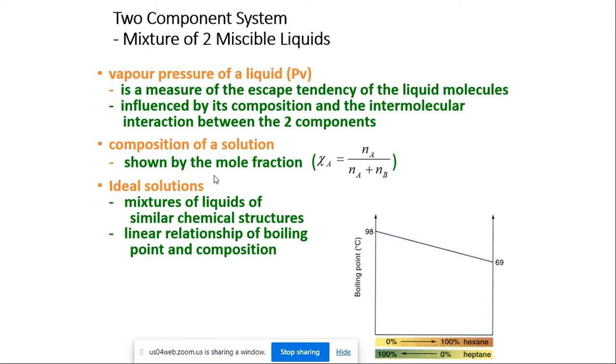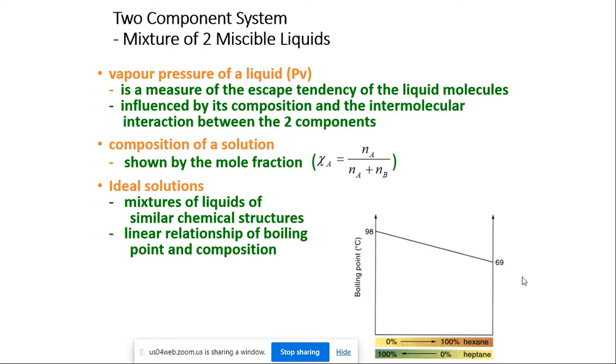Then again, ideal solutions, right? So what is called an ideal solution? It's a mixture of components of similar chemical structures. That means all of these components have a similar chemical structure. It's something like liquids or solids, right? Very same. Then a linear relationship of boiling point and the composition. So those are the things we need to identify under a mixture, right?